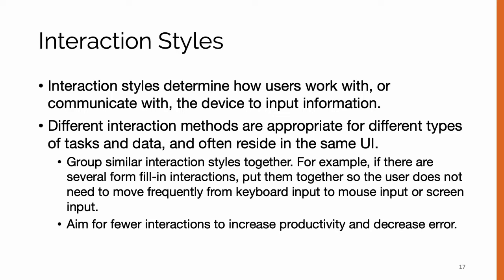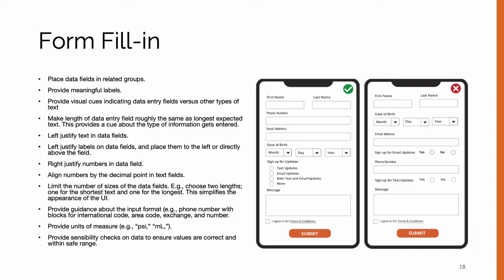So for example, if there are several things that require form fill-in, typing, etc., put them together so that you don't have to have the user move frequently from the keyboard to the mouse input to the screen input, etc. They accomplish several things that are highly related in terms of input all at once. So you can see here's an example where we've done this. Here's a positive one and here's a negative one.